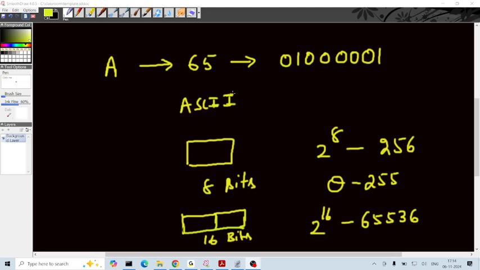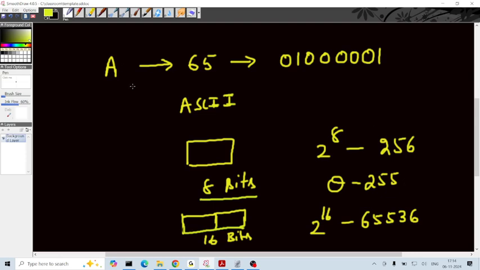Now the next important question is, how many bytes do we need in order to store characters? Each character is generally occupying 1 byte because 1 byte means 8 bits. When you talk about 8 bits, you can store a number that is 2 to the power of 8. That means you can store 256 different numbers. That means it's 0 to 255.